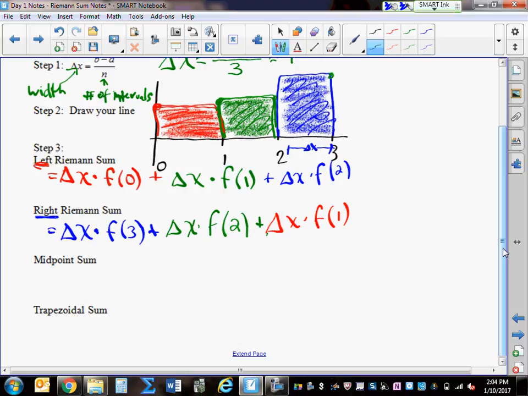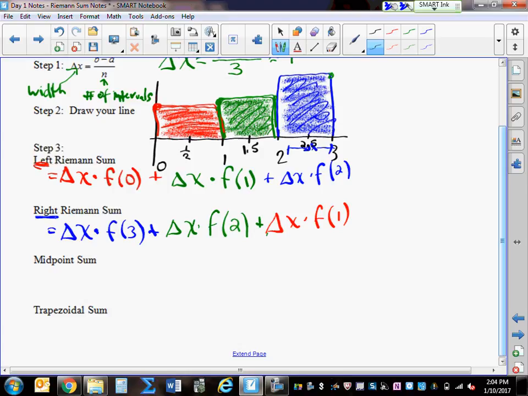Alright, so they did not give us our midpoint, so we can figure it out. What's going to be the midpoint between 0 and 1? 1/2. How about between 1 and 2? 1.5, or you could say 3/2. What about 2 and 3? 2.5. Good. So that is going to be the height that is used. If I were to draw that on here, I would go halfway, halfway, and again halfway. Okay, so that's the idea that we have here.